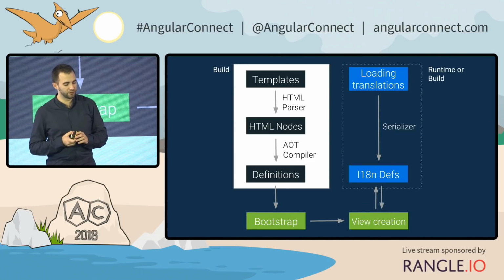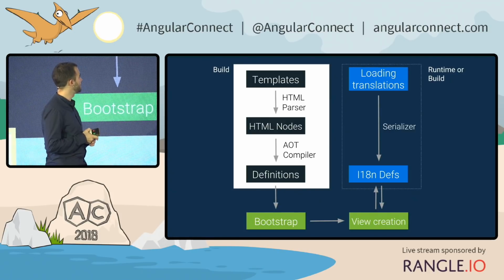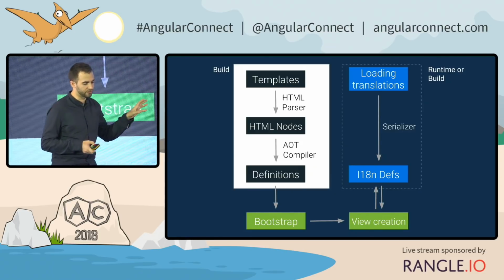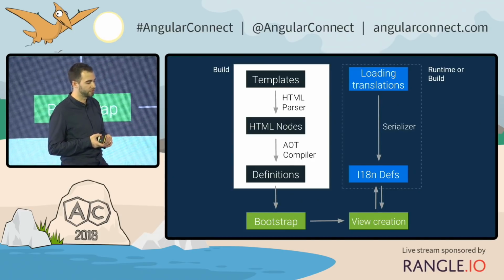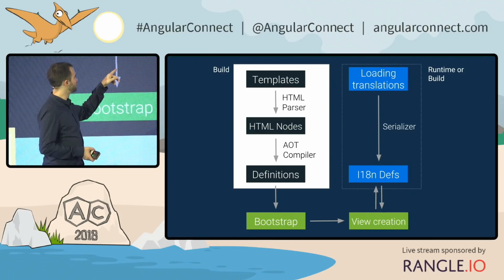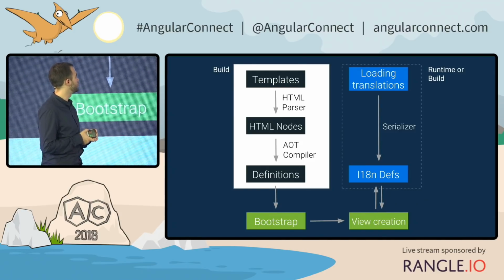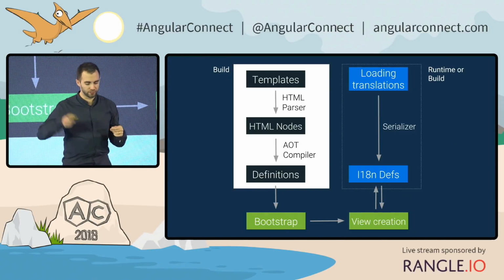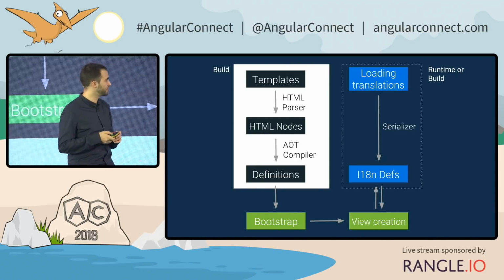With Ivy, it's a little bit different. We moved a good part of i18n to runtime. And so the first part is about the same. We generate HTML nodes and then definitions, and that's what you use to bootstrap your application. But then when the view is created, we query the translations, and those translations can be loaded at runtime or at build time, depending on what you prefer. And then the serializer generates i18n definitions, and the view will just grab those translations and apply them on your template when the view is created for the first time.